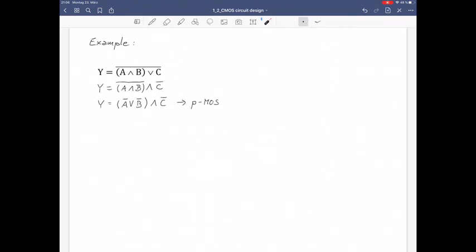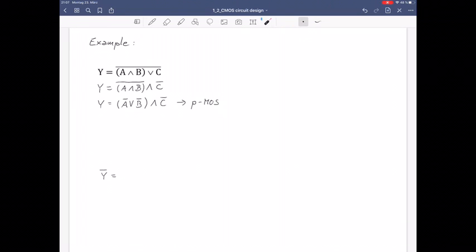Now we're going to derive the equation for the NMOS block. The NMOS block tells us when the output of the circuit is going to be 0 or low level. Thus, we need an equation with y bar instead of y on the left side. So what we have to do here is use the original equation, and we are going to invert both sides of the equation.